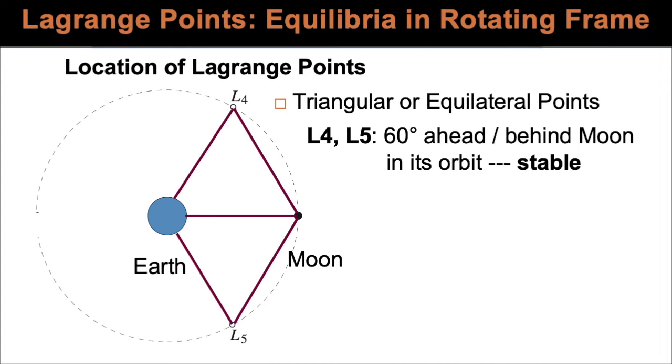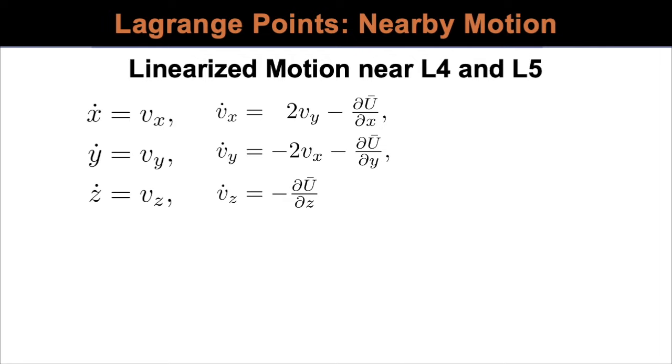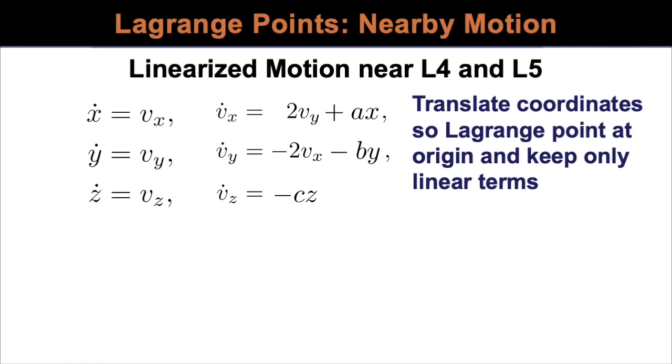To get an idea of what the dynamics near L4 and L5 are, we can linearize the equations of motion and shift our origin to be centered at that equilibrium point. And when we do that, so we translate coordinates and keep only linear terms, then our six-dimensional system looks like this. We have methods for analyzing linear systems.